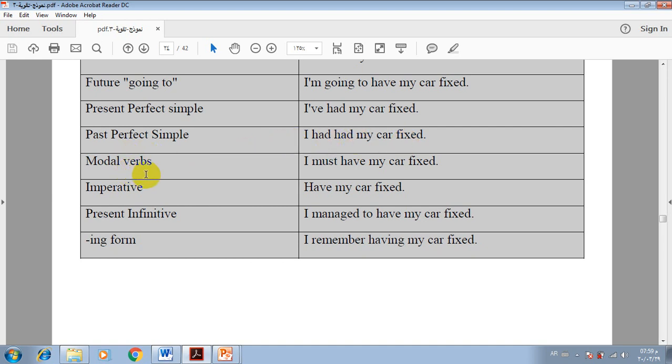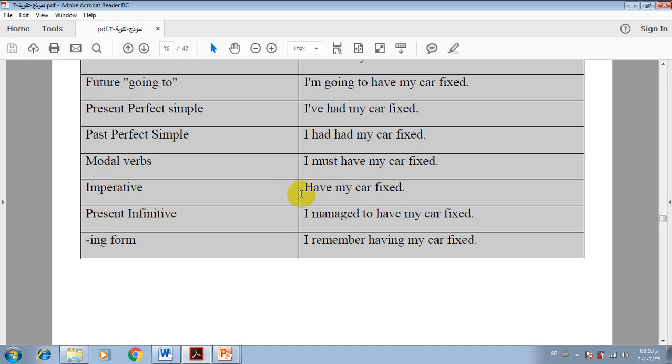The modal verbs. What are the modal verbs? The modal verbs are can, could, shall, should, may, might, must. Like this example, I must have my car fixed. The main sentence for this is the mechanic must fix my car, because all modal verbs are followed by the infinitive, but in the causative form we use must plus the infinitive have and the object plus past participle.